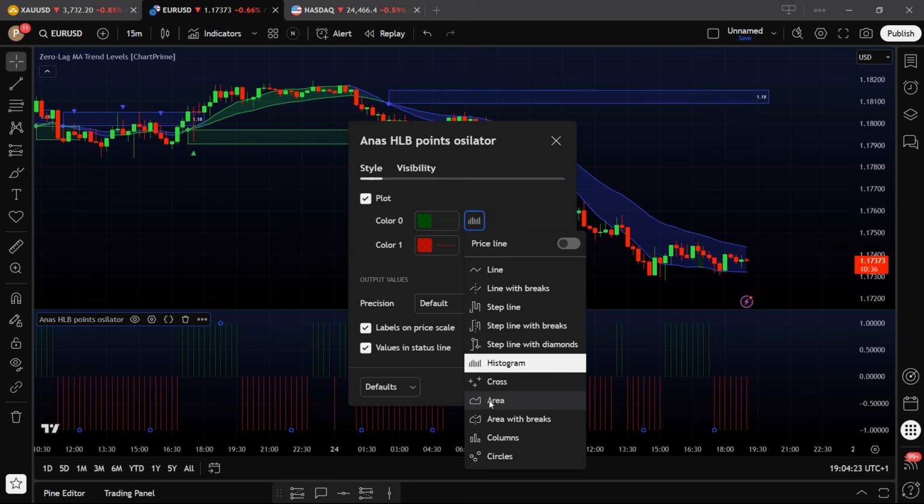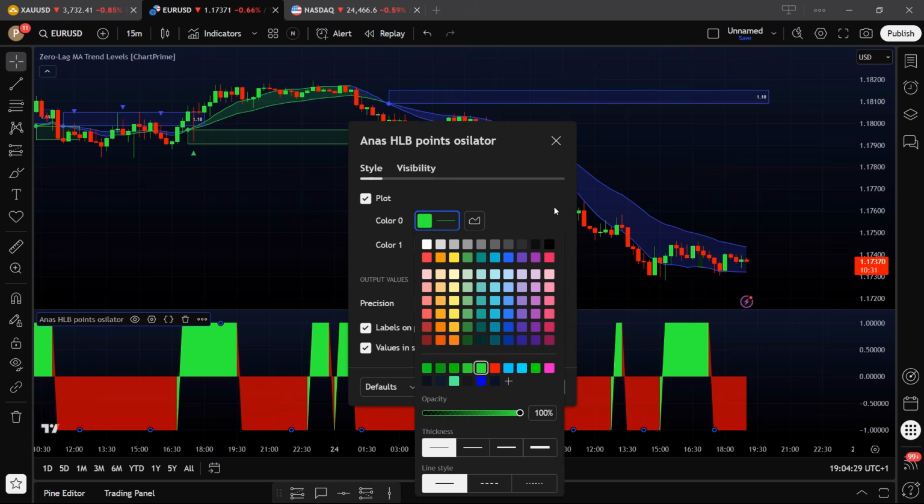In its settings, change the plot from histogram to area. That's it. Your chart is now ready.